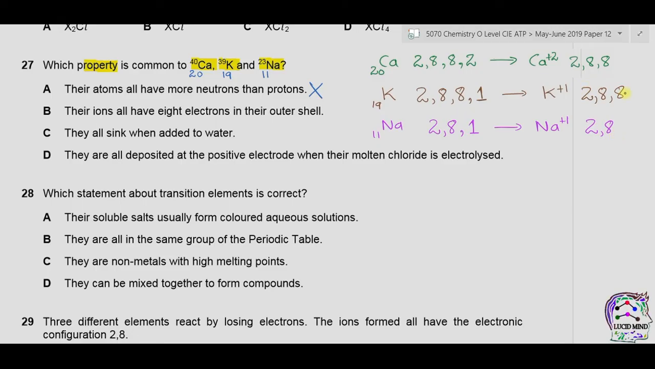As we can see that 8 electrons are left in the ions of all these 3, so therefore statement B is correct. C. They all sink when added to water. This is incorrect because they float when they are added to water. D. They are all deposited at the positive electrode when their molten chloride is electrolyzed. As these are all metals, metals form cations, and cations move towards the negative electrode which is the cathode, so therefore this statement is wrong. Correct answer is therefore B.